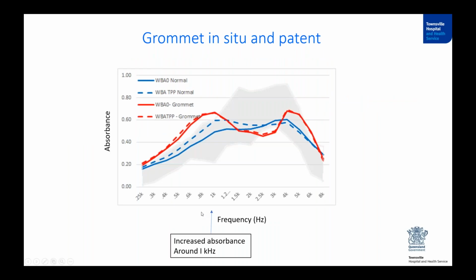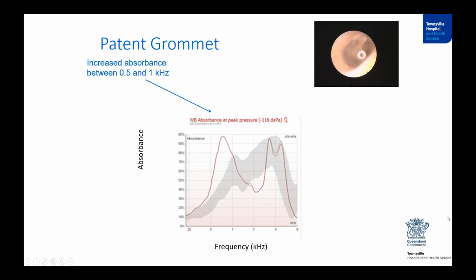Similarly, with a grommet in situ, if the grommet is in situ and it's patent, you see an increased absorbance around 1 kilohertz. Again, some people call it multiple peaks and valleys, or a multiple peak pattern, or a peak of increased absorbance at 1 kilohertz. That's usually if the grommet is patent and working fine. So you can see the patent grommet with an increased absorbance, which is similar to the ossicular chain discontinuity pattern.